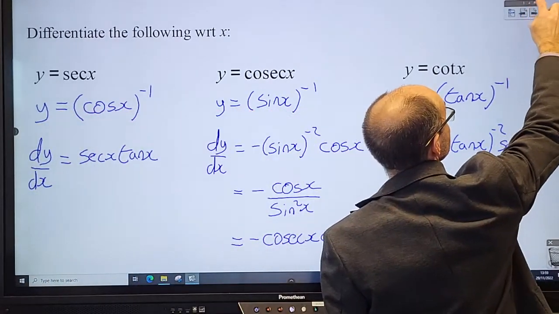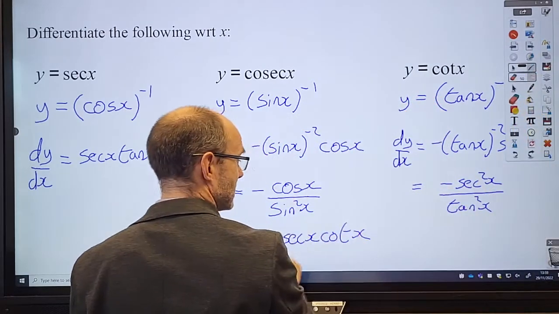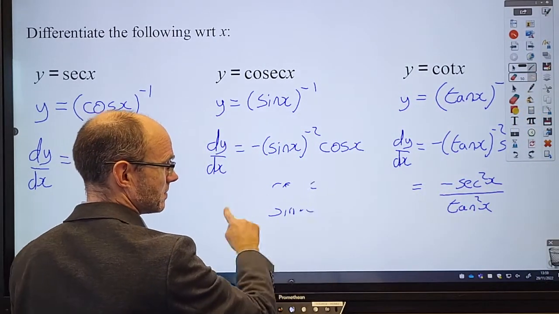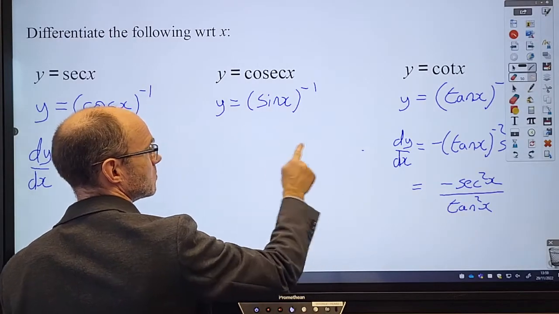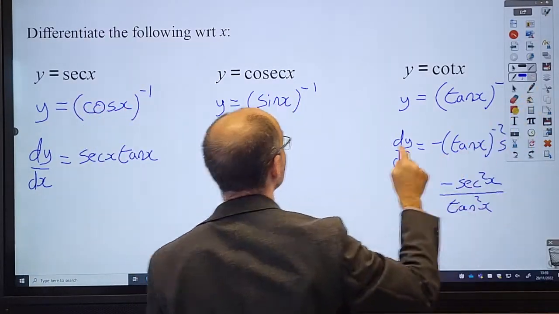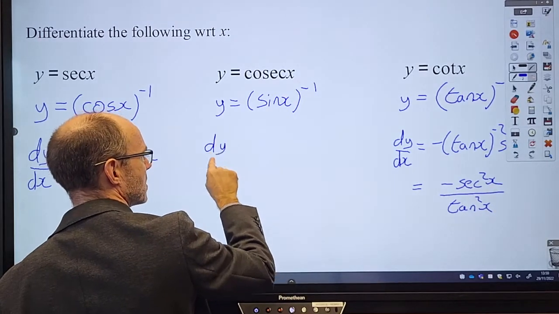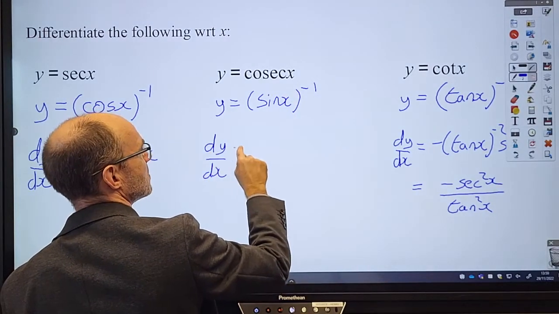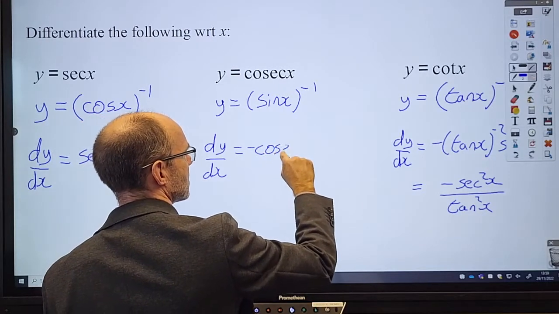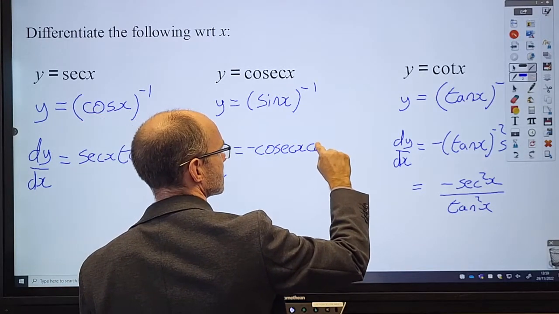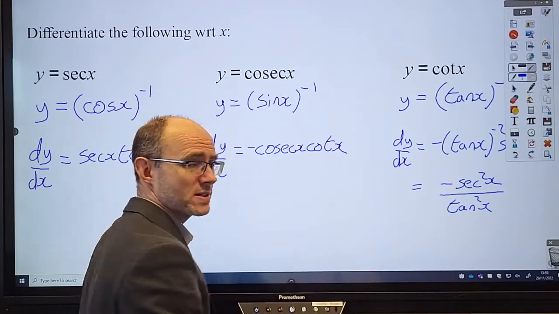Particularly since sec squared x is 1 over cos squared x. So what I'm going to do is, while you're thinking about that, and I'm making up an excuse for this little bit of time that I'm wasting by just writing this out again. What did I say that was again? Negative cosec x cot x. I did say it's useful to be able to memorise these, didn't I?